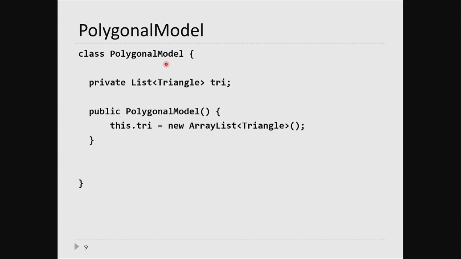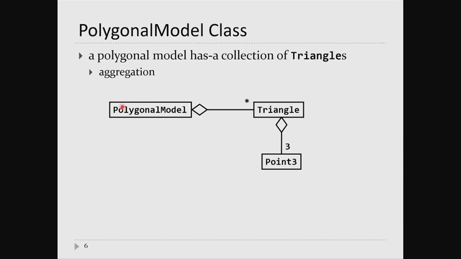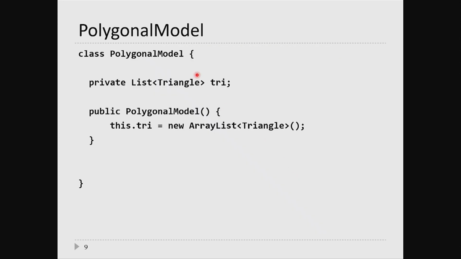All right, so I want to make this polygonal model class. I want it to be an aggregation of a bunch of triangles. Every triangle is an aggregation of a bunch of points.